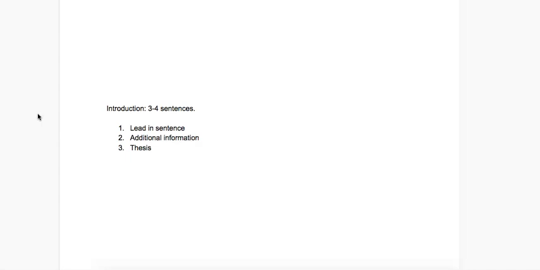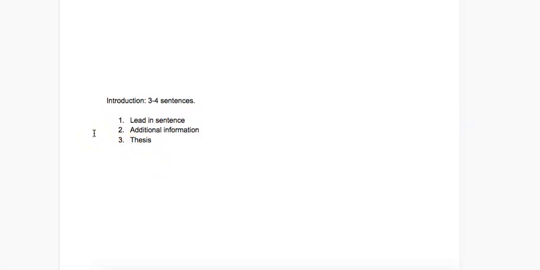So we want to look for a 3 to 4 sentence introduction. I'm going to show you what a 3-sentence introduction looks like. You'll want to have a lead-in sentence, maybe include an additional information sentence that is a good transition between the lead-in and your thesis. If you're going to incorporate 4 sentences, maybe that 4th one would be a transition sentence after the thesis. But it's not always necessary.